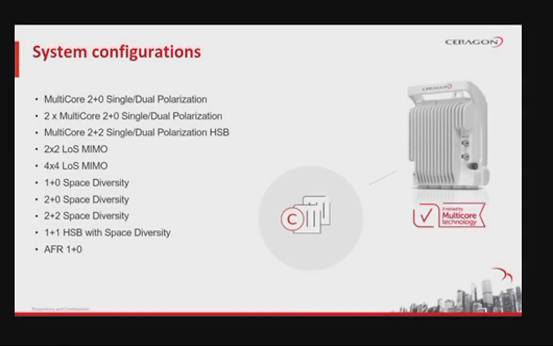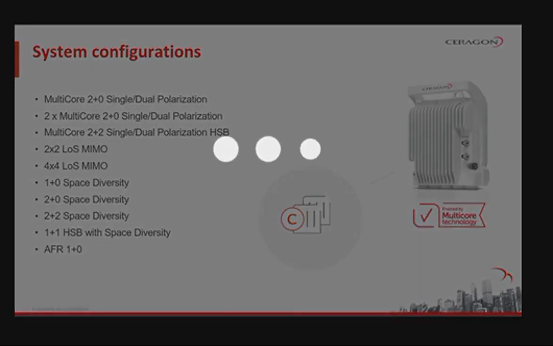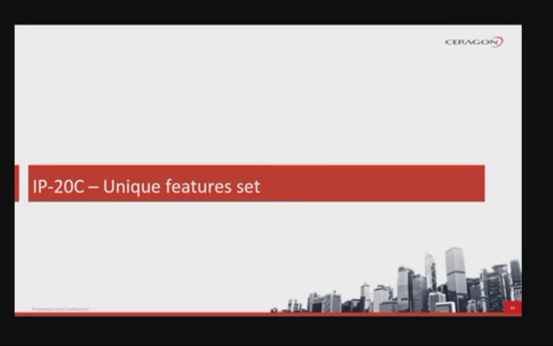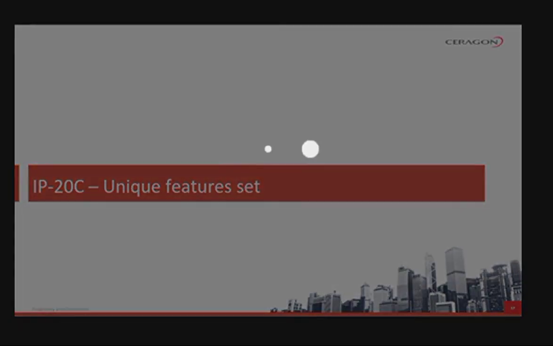Fiber IP-20C is designed to support the following site configurations: multi-core 2+0 single or dual polarization, 2x multi-core 2+0 single or dual polarization, multi-core 2+2 single or dual polarization hot standby, 2x2 and 4x4 line-of-sight MIMO, 1+0, 2+0 or 2+2 space diversity, 1+1 hot standby with space diversity, and advanced frequency reuse 1+0. In the following we will present the Fiber IP-20C's unique feature set.